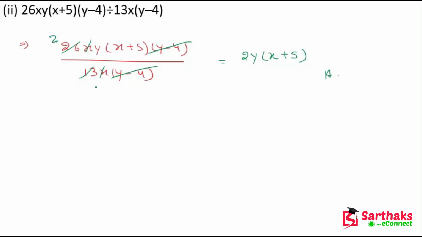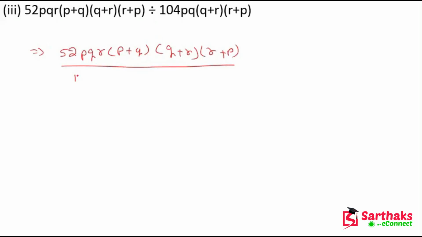I hope you understand these things, my dear friends. Yes, now the next one here you can see that now we have 52 PQR into P plus Q into Q plus R into R plus P, and it is divided by 104 PQ into Q plus R and R plus P. Understand, my dear friends? Yes.